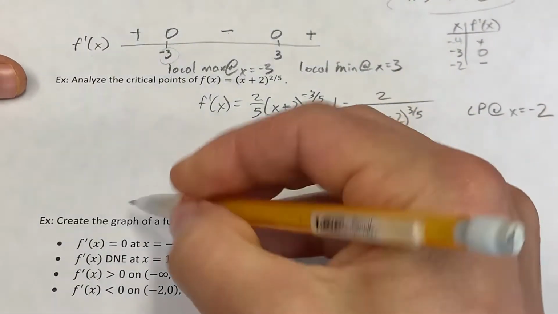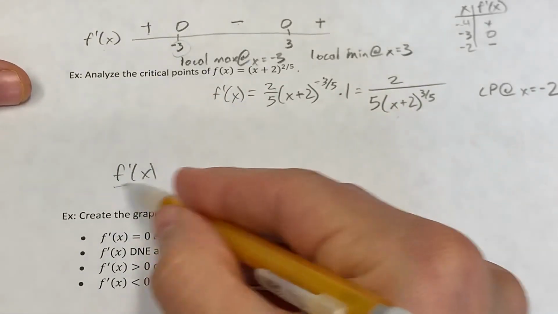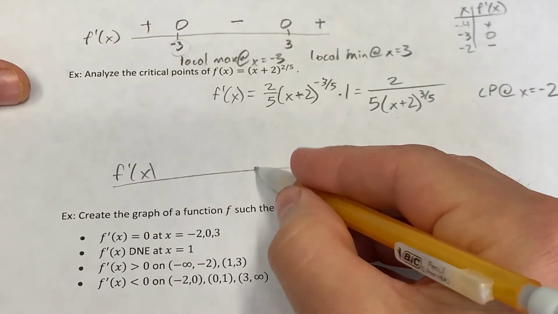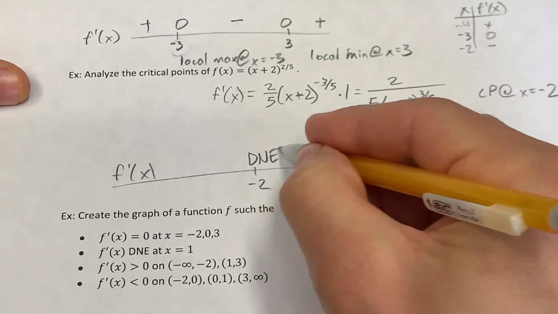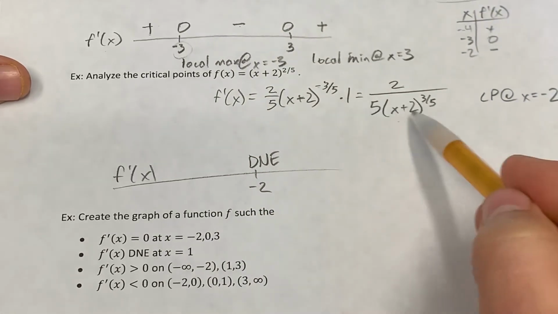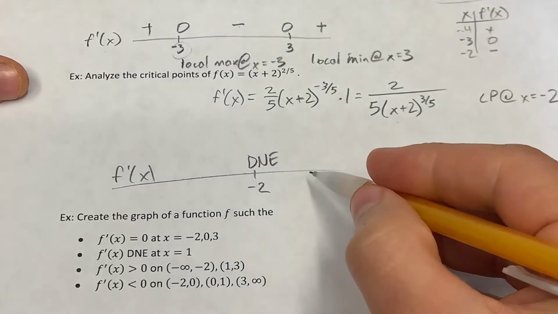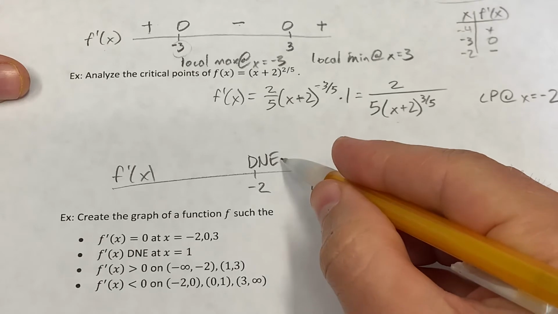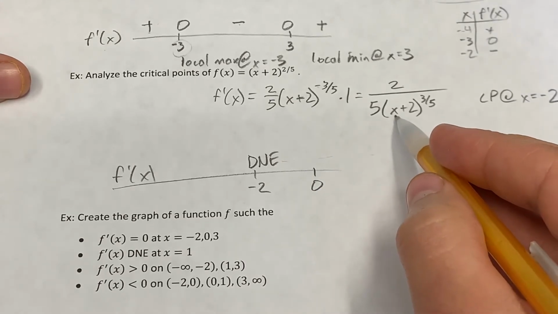So let's have a look at our little chart. F prime of x is here. Let's look at the value negative 2. The derivative does not exist there. But what does this derivative do to the left and to the right? Well, pick the easiest values that you can, because it's going to be the same thing everywhere that's not a critical point. So at 0, what happens?